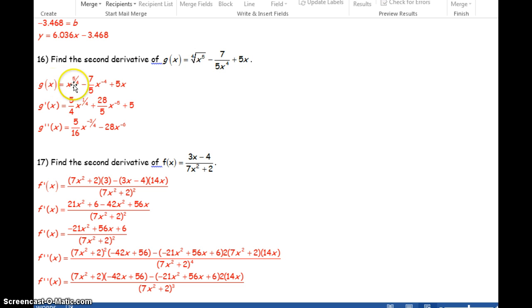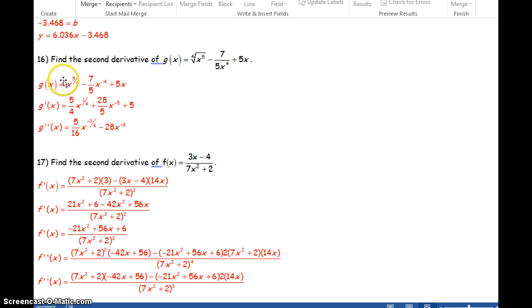You can see g of x is rewritten here. Whenever you have a radical, it's going to be a fractional exponent, so it's x to the 5/4, minus the 7 over 5 stays exactly how it is. Bring the x to the 4th up to the top as x to the negative 4th, and then plus 5x. And then you just proceed to take your derivative from there.